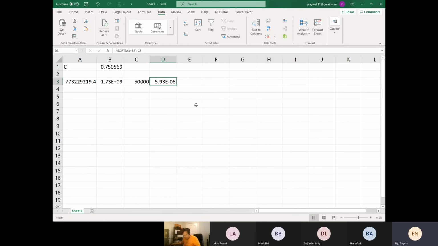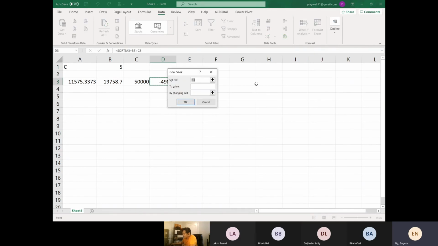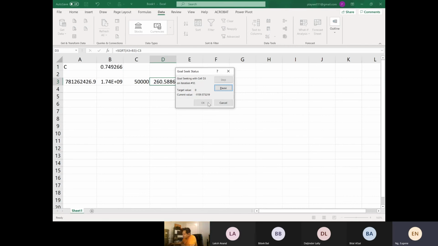And then you put OK, so the thing will go. So now if you look at your answer, they say that the correct answer is 0.75. I did not do this. Okay, so let's say now I do this. I put 5. I say what if, goal seek. The current minus 49,823 is equal to 0. By changing C, you just put OK. Okay, so that is your answer.